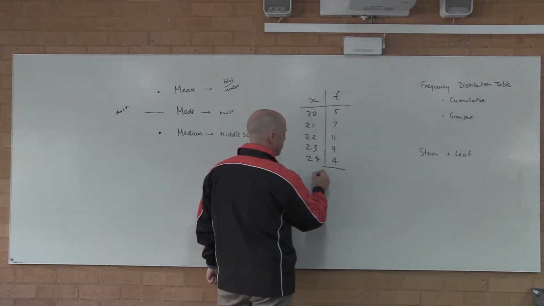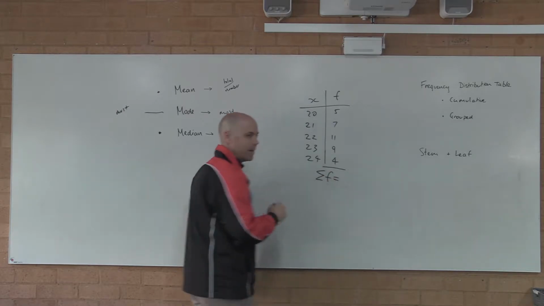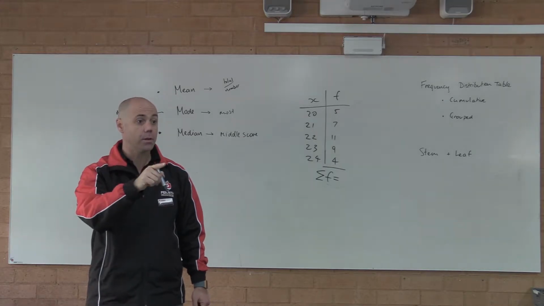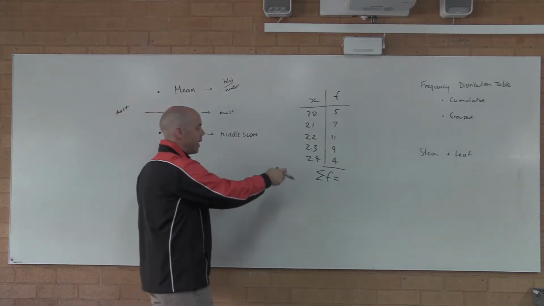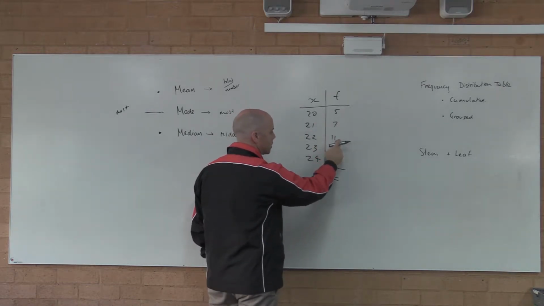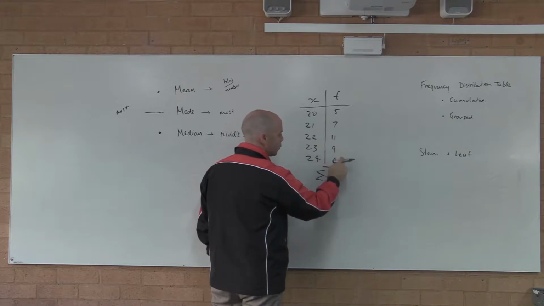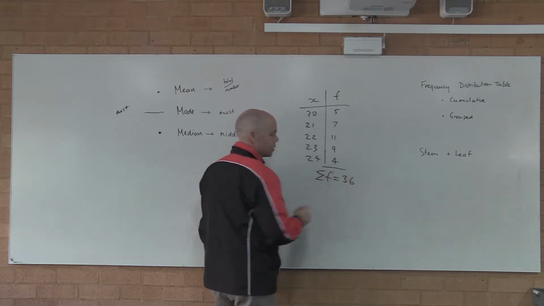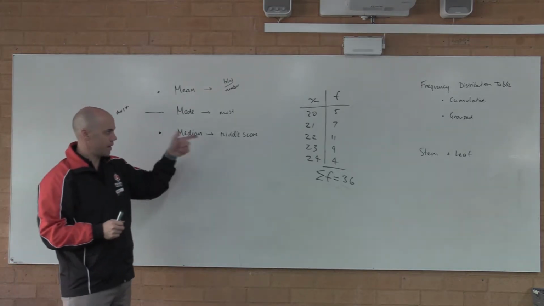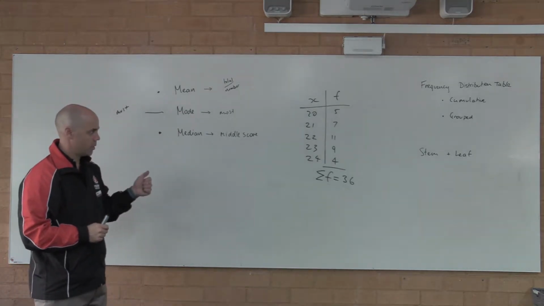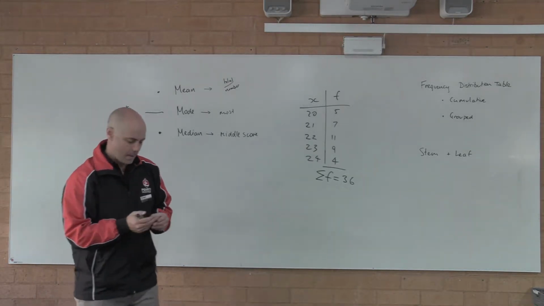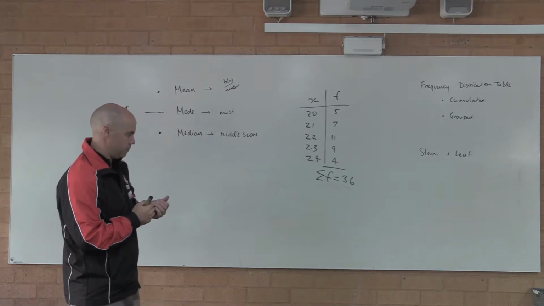First of all, like we did yesterday, we have to get our sigma F. What does sigma mean again? Total. Sorry, total, that's right. How many in this column? How many scores do we have? 5 plus 7 is 12, plus 11 is 23, plus 9 is 32, plus 4 is 36. There are 36 data scores in that set. There are 5 20s and 7 21s and so on. Altogether there's 36.